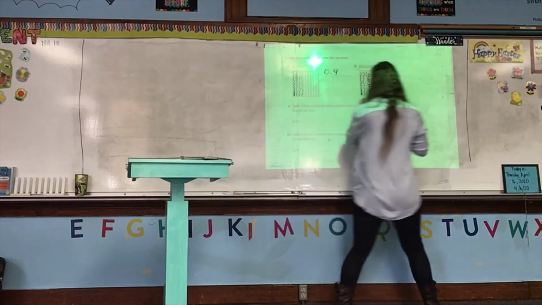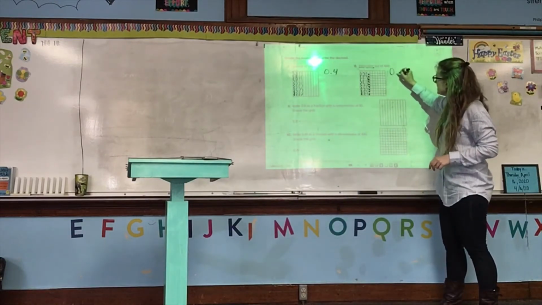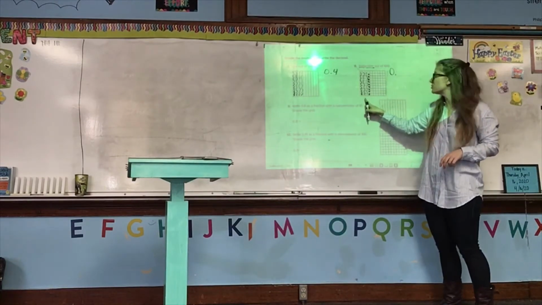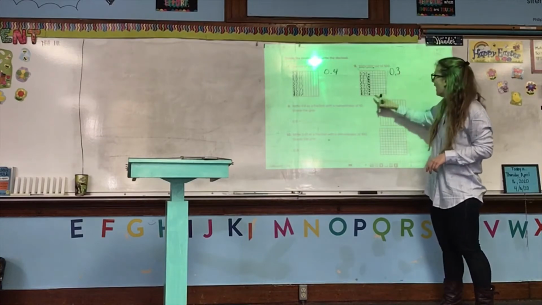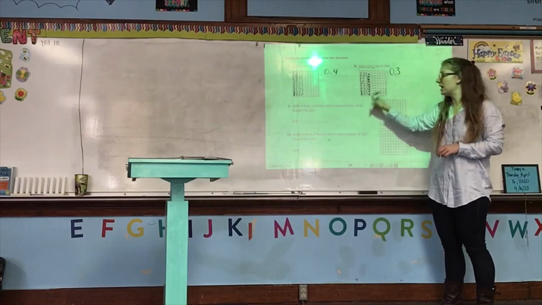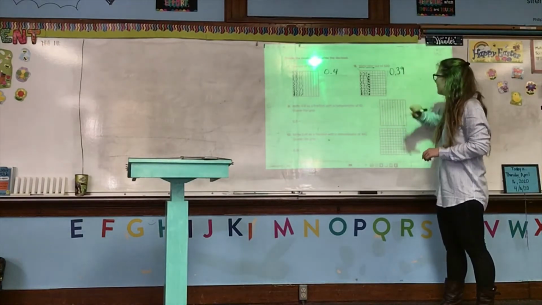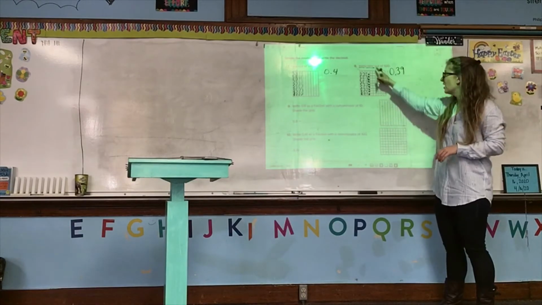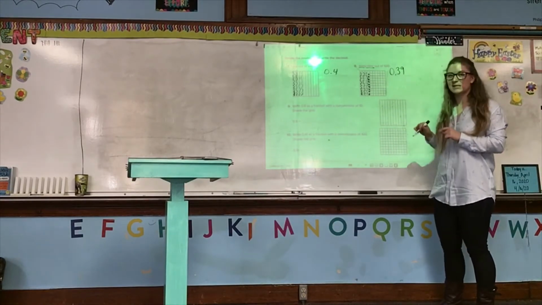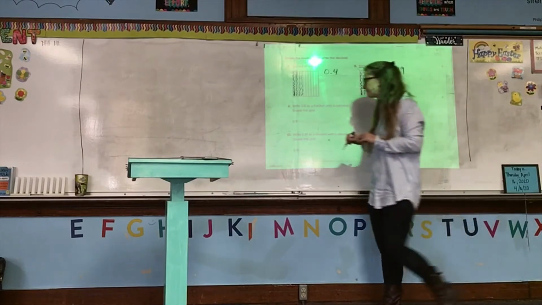So we have 3 full columns. We have no full grids. We have 3 full columns, which means we have 3 tenths. And then we have 9 little extra hundredths. So that means we have a 9 in the hundredths place. 39 out of 100 is the same as 39 hundredths.